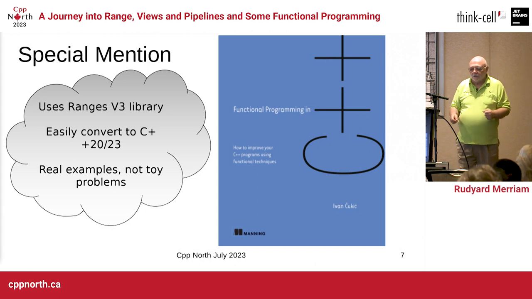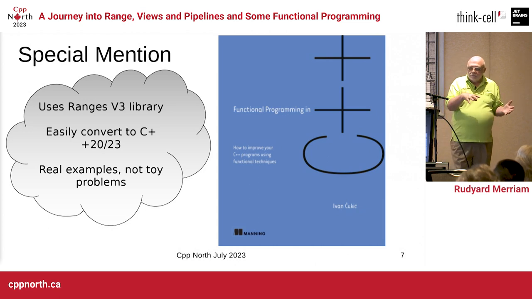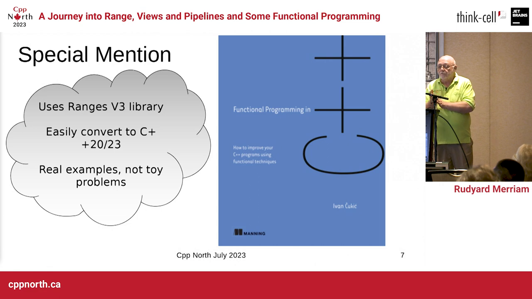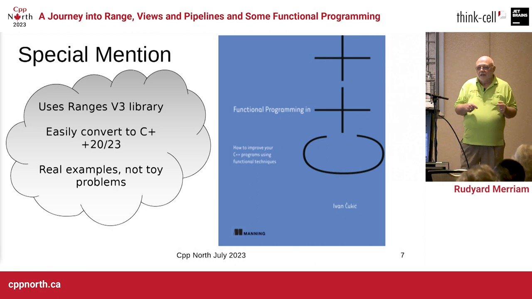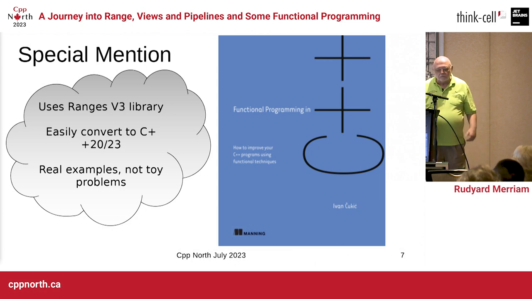So in 2020, I got this book because it was about C++ and I figured I could understand it. It uses the Ranges V3 library, but you can easily translate it into the current standard. There may be a couple of things missing that the standard hasn't covered yet. I like it because it has some real examples. You read the blogs, you read the books, even see the talks, and they're kind of toy problems. They don't have enough time to get into much detail. He does get into some detail, with some real information.